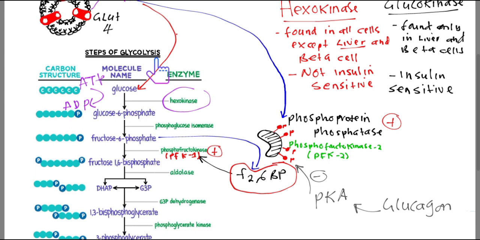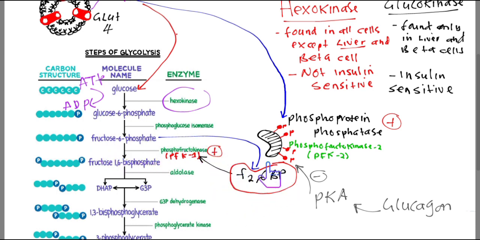So let me just do a recap. Insulin will bind to the insulin receptor, it will send signals, and it will stimulate this enzyme that we call phosphoprotein phosphatase, which is going to dephosphorylate phosphofructokinase 2 so that this enzyme becomes active and it can convert fructose 6 phosphate to fructose 2,6 bisphosphate.